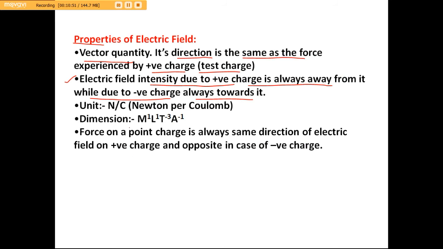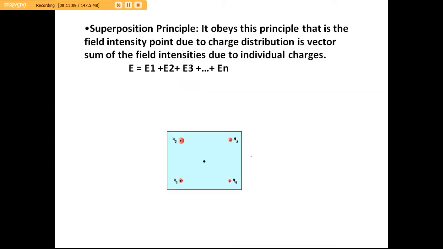Now the unit is Newton per Coulomb. The dimension is M^1 L^1 T^-3 A^-1. The force on a point charge is always in the same direction as the electric field for a positive charge and opposite for a negative charge.